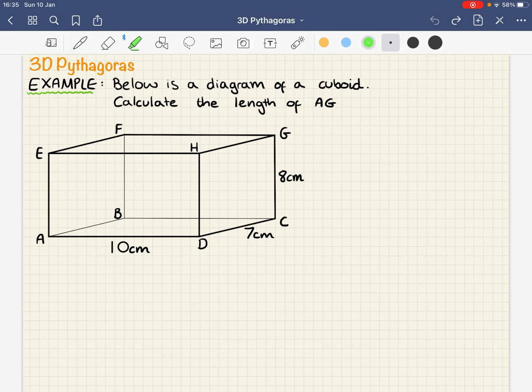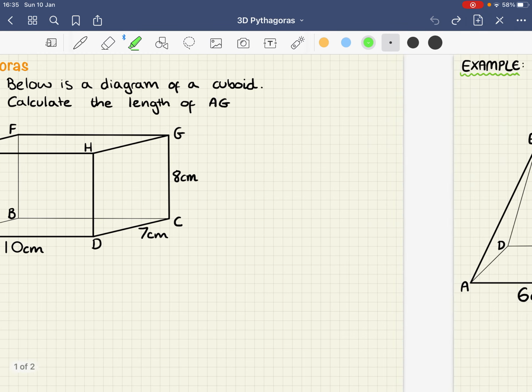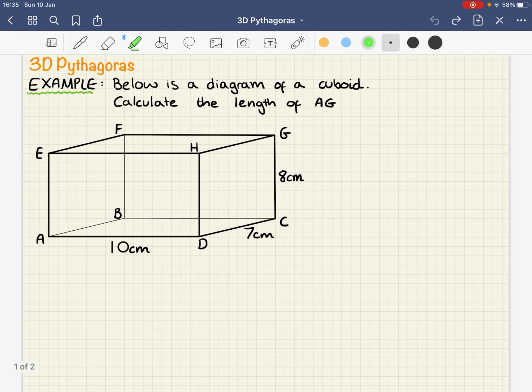Alright, so in this video we're going to be looking at how to tackle Pythagoras within 3D shapes. I've got two little examples: a cuboid and a pyramid. Honestly, the best thing to do is just jump straight in. So we are being asked to calculate the length of A to G.